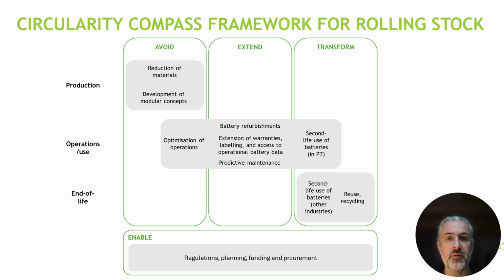Furthermore, the life of batteries can be prolonged by extension of warranties, labeling, and access to operational battery data in order to improve monitoring, optimization of use, and repair. Predictive maintenance can increase the rolling stock lifespan, reducing the time for extraordinary interventions and consequent downtime of vehicles, and optimizing the use of resources while performing maintenance operations.